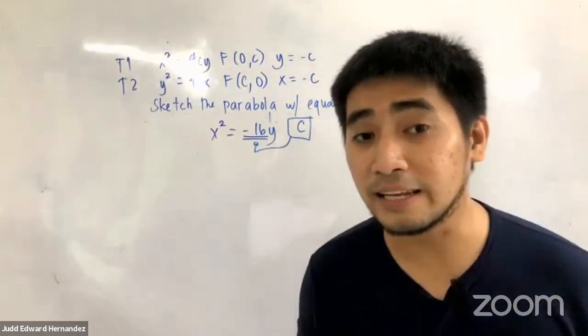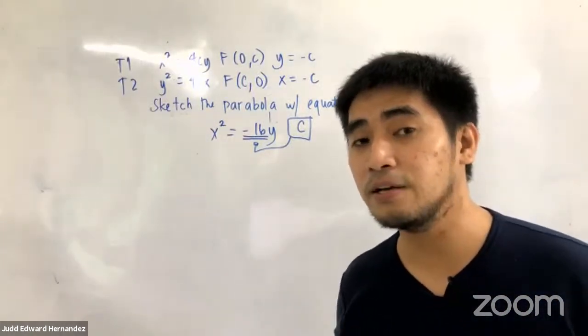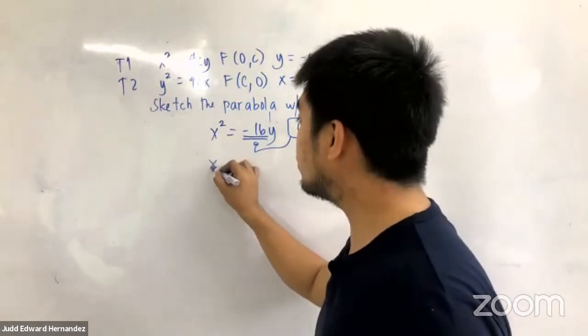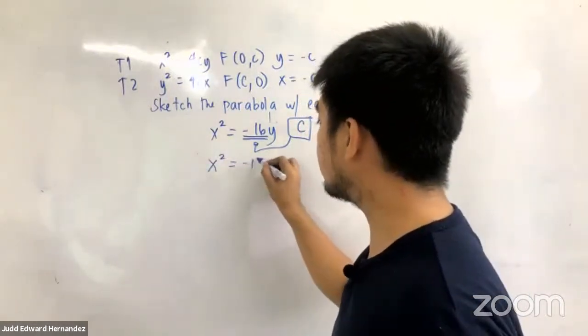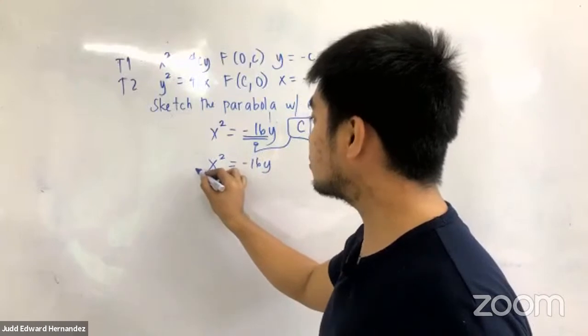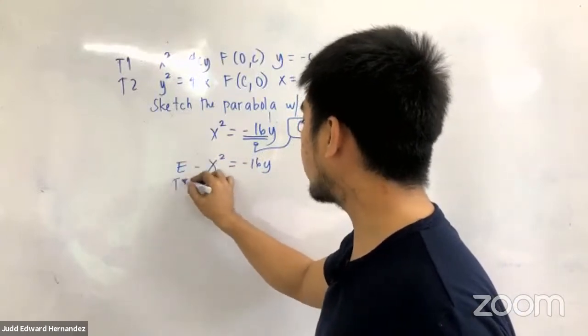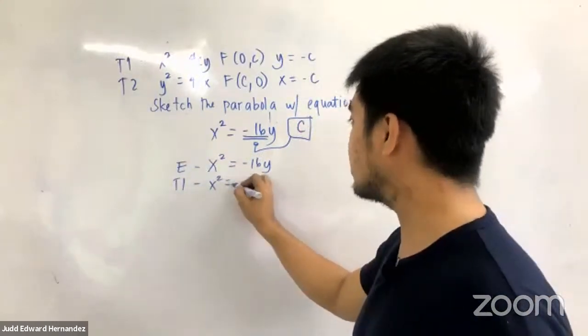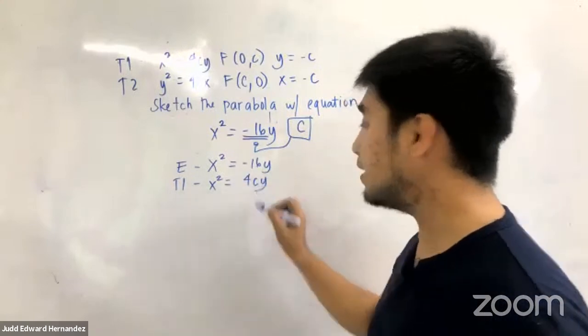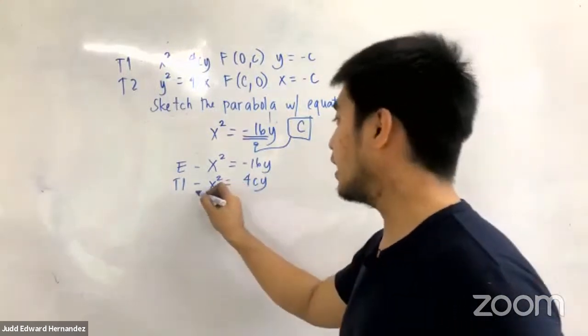Anong gagawin natin para makuha yung value ng C? Di ba isusulat mo na ulit yung equation, x squared is equal to negative 16y. Tapos isusulat mo naman yung theorem na kamukha niya, that is theorem 1, that is x squared is equal to 4cy. Tama ba?